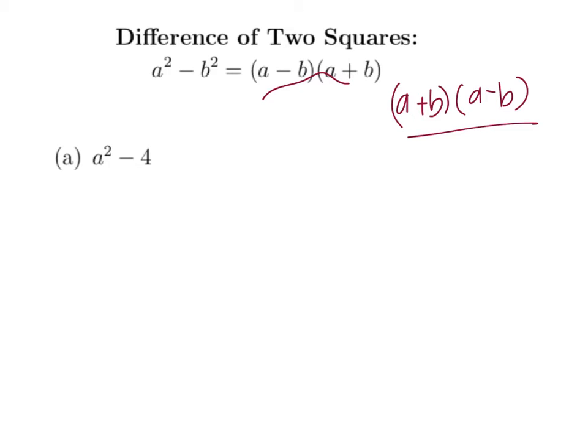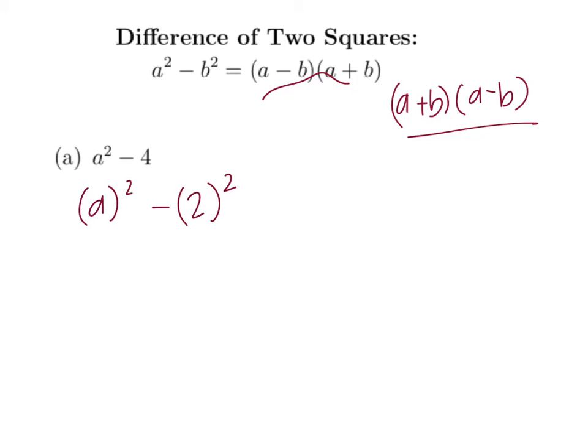Okay, so the first thing I want to do is write this a squared minus 4 as a difference of squares. I know they're both perfect squares. a squared is just a squared. And then 4 I know is just 2 squared. Again, this only works for perfect squares, and it only works for differences. So I can only have a minus sign in the inside. If it's plus, it cannot be factored.